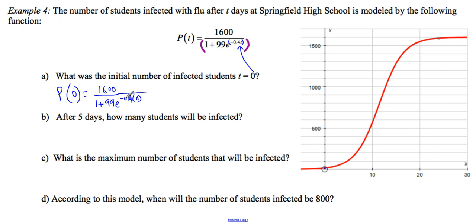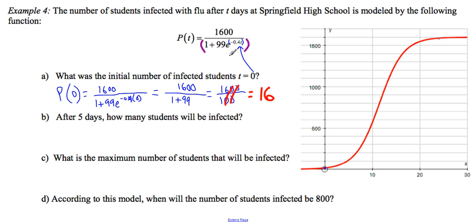Okay, so anything times 0 is 0, and any base raised to the 0 power is 1, so we've really got 1600 over 1 plus 99 times 1, which is just 99. 1 and 99 is 100, so we've got 1600 over 100. If we simplify that, then we've got 16. So initially 16 students infected.